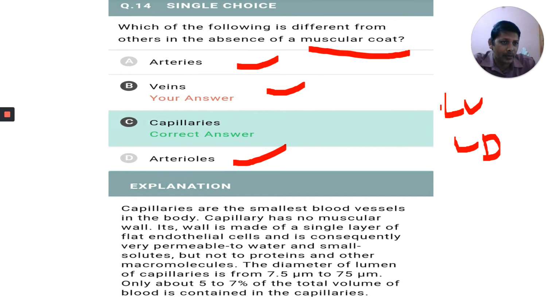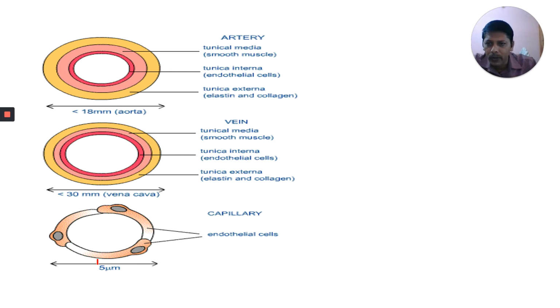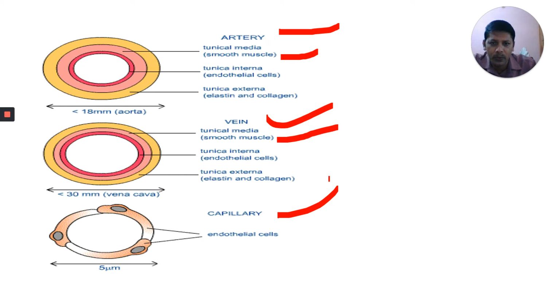Like that, in all these places smooth muscles are present, but in the capillaries, if smooth muscles are present, the substances cannot diffuse through the capillary. That's why there are no smooth muscles here. Which of the following? Absence of muscular coat. Okay, you can observe here. This is the capillary, this is the vein, and this is the artery. Here there are smooth muscles, here there are smooth muscles, here only endothelial cells are present.